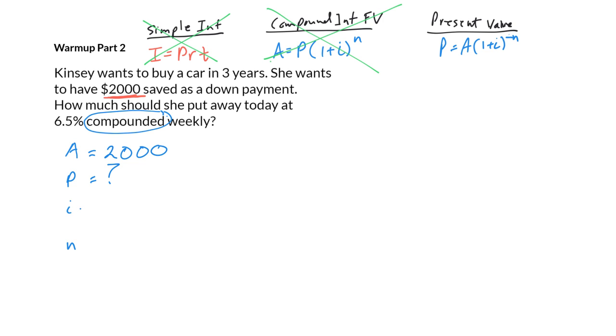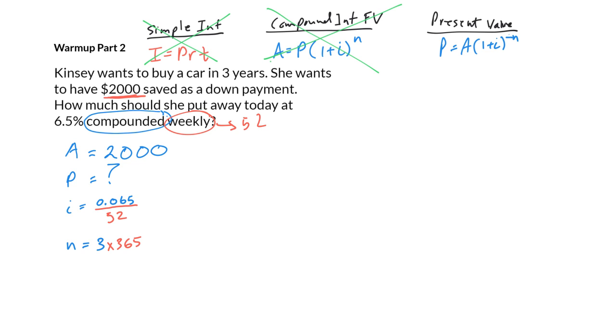We do know what our yearly rate is. So the yearly rate is 6.5%, which is 0.065. And we do know that the number of years is 3 years. The only issue that we have to deal with is the fact that it's being compounded weekly. So you've got to remember that the number of weeks in a year is 52. So we have to divide 0.065 by 52, and we have to multiply 3 times 52.